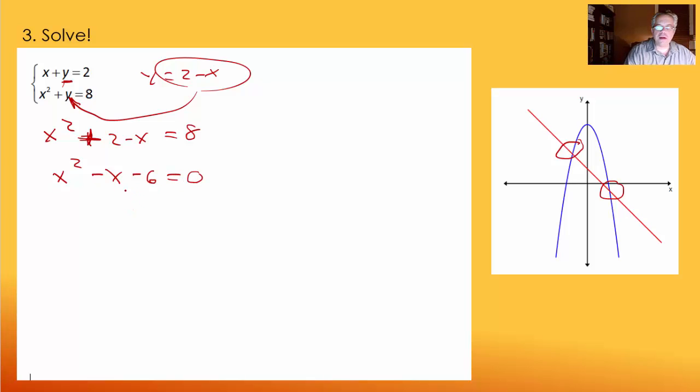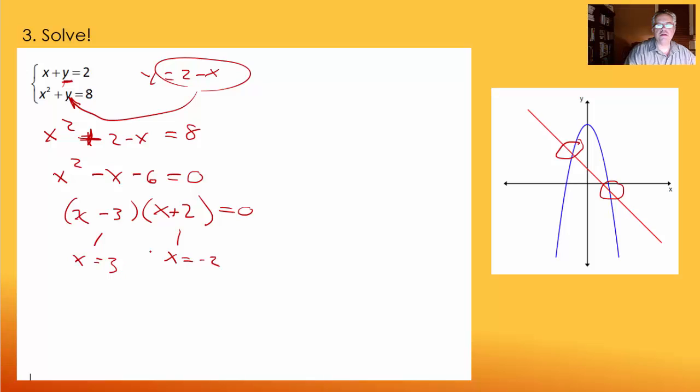Again, now we have a quadratic we're solving. If it was really messy, you could use the graphing calculator. But this one's not bad to factor. I get x minus 3 times x plus 2 equals 0. And we're going to use ZPP. If I do that, x equals 3. If I put in 3, 3 minus 3 is 0. 0 times anything is 0. Or x equals negative 2.